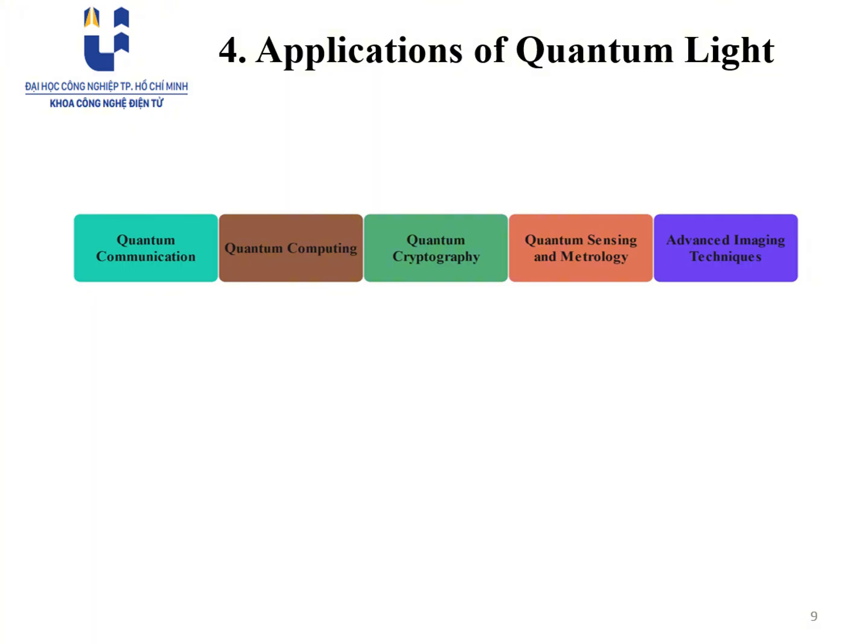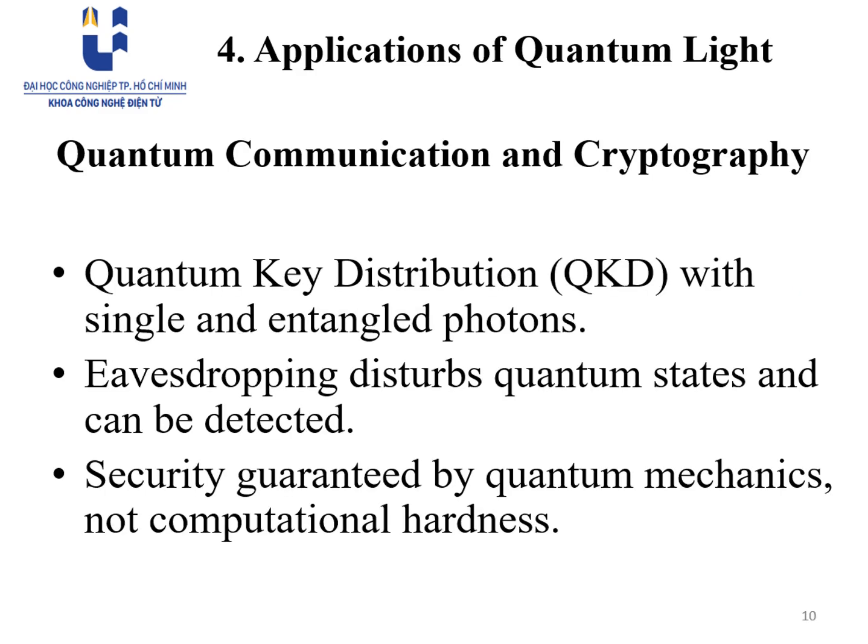Applications of quantum light including quantum communication, quantum computing, quantum cryptography, quantum sensing and metrology, and advanced imaging techniques. Quantum light plays a central role in quantum communication and quantum cryptography. In quantum key distribution, or QKD, cryptographic keys are encoded into single photons or entangled photon pairs. Due to the laws of quantum mechanics, any eavesdropping attempt will unavoidably disturb the quantum states and can be detected by the legitimate users. This means that the security comes from fundamental physics, not from the assumed difficulty of mathematical problems, as in classical cryptography. As a result, quantum communication is considered a strong candidate for future ultra-secure networks.